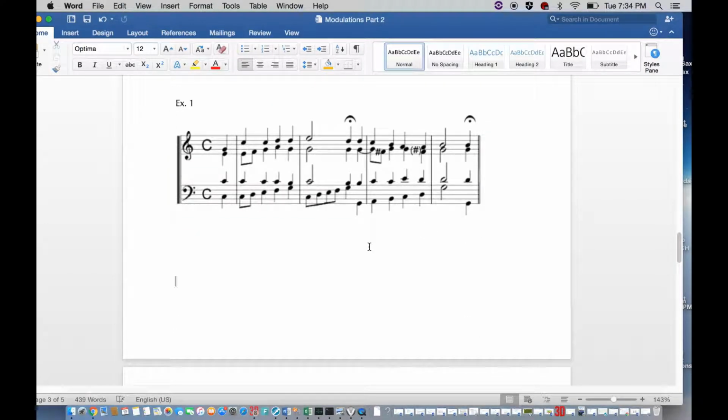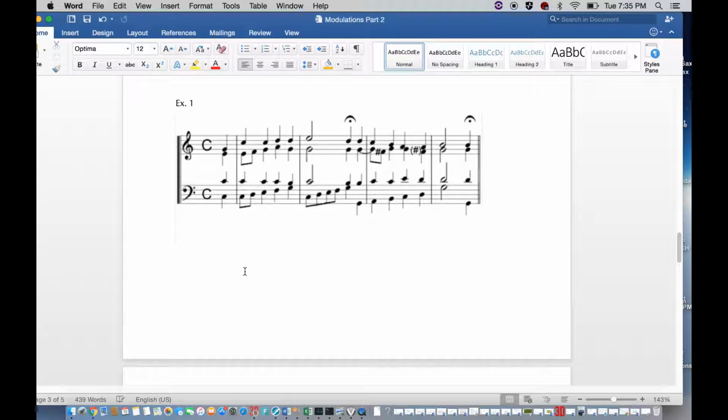This was the first example we looked at. I think everybody will agree with me that we start in C. Typically in common practice music, we're going to begin and end pieces in C. It's not necessarily the case here because we're showing an example of modulation, but if you look at a piece by Bach, for example, which we'll look at a little later, you'll find that most pieces begin and end in the same key. So we begin in C. The first chord would be 1.